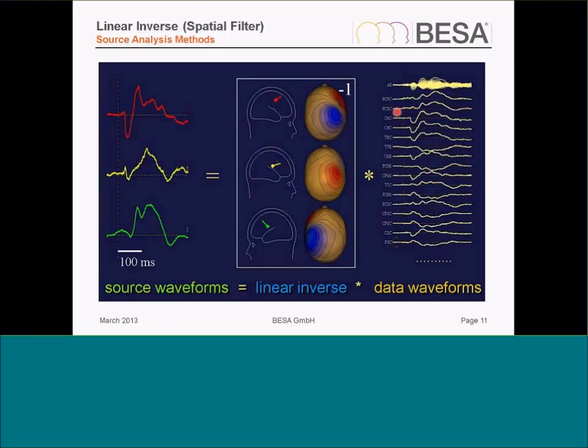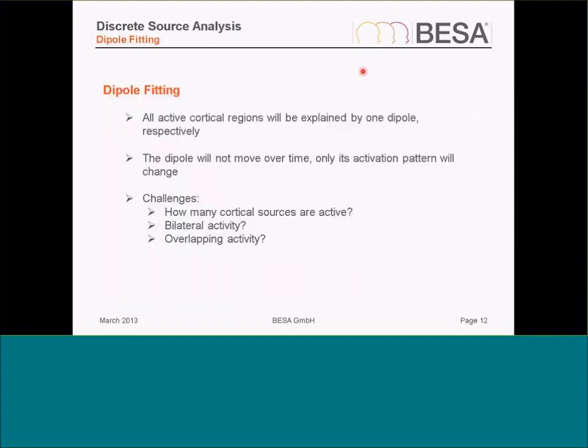So I can now turn this around and instead of saying lead field times source waveforms equals my data, I can invert this lead field matrix and apply this linear inverse to the data. And if I do this, then I get my source waveforms. So simply by inverting this matrix, I can apply it to the data and get to an estimate of my activation of the sources. And this is basically what we use in the dipole fitting. For dipole fitting, I need to follow a few principles. So first of all, active cortical regions need to be explained by one dipole each.